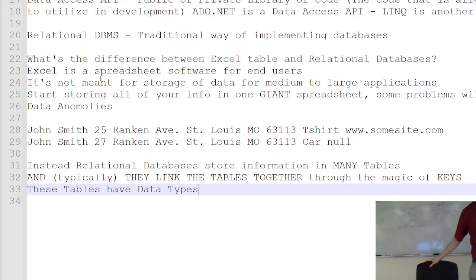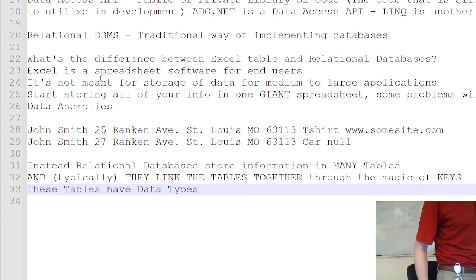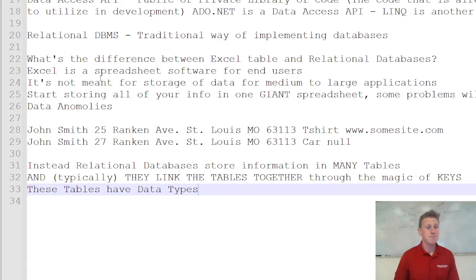Is it like an array where, if you put max, it's going to assign that amount? It's dynamic. It's more efficient than that, thankfully. Okay, but they have data types.